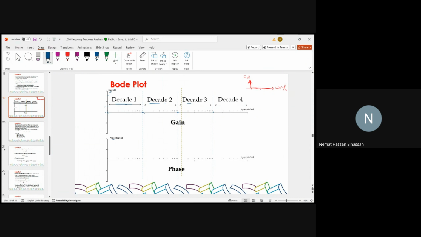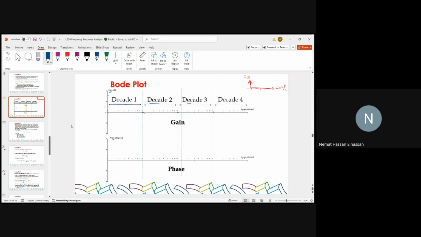The reason we keep the x-axis in a logarithmic scale is that we want to view a wide range of frequencies from 0 to megahertz, for example, or to gigahertz. So we want to see a very wide range. That's why we compress the scale into this logarithmic scale.